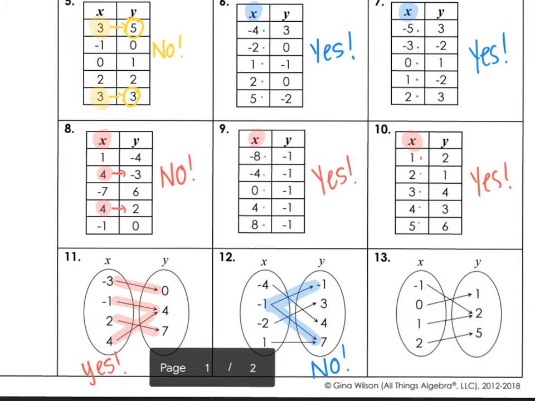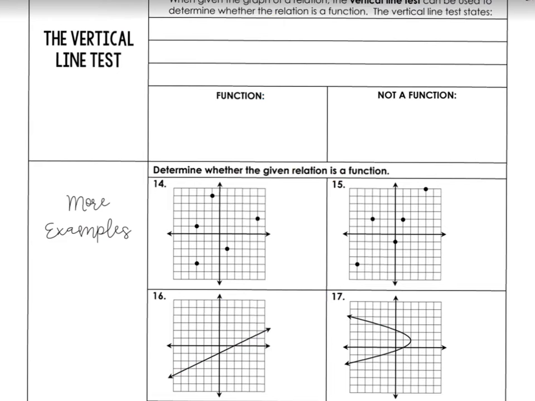And then let's look at 13. So we have -1 that goes with 2. We have 0 that goes with 1, 1 that goes with 2, and 2 that goes with 5. There's only one line leaving the x values, so this is a function. Okay, we just looked at a set of points, a table, and then also mapping to figure out if the points are a function or not.